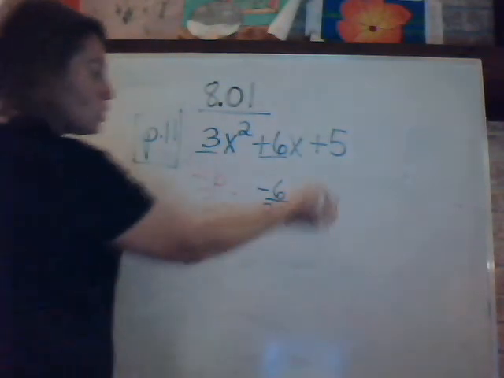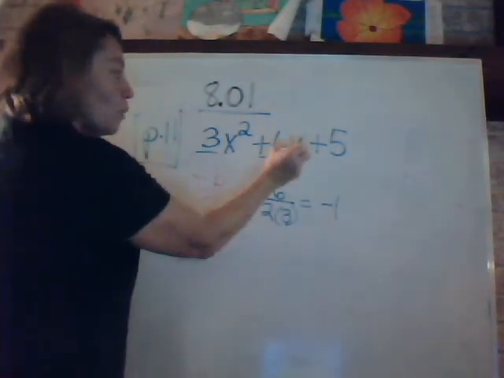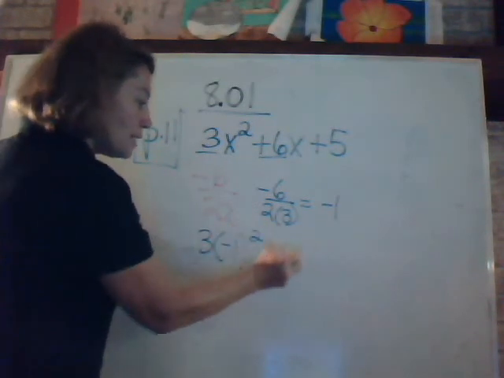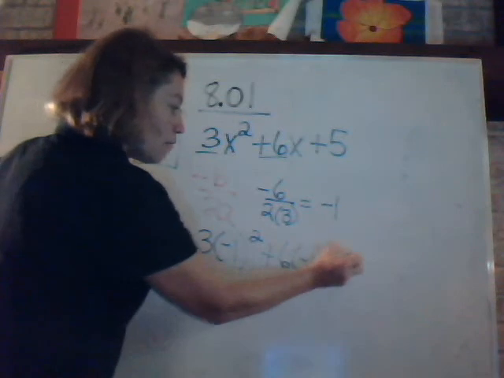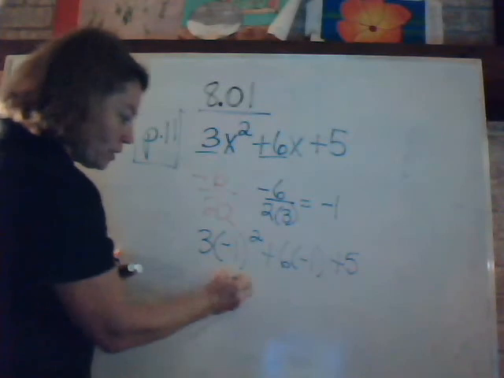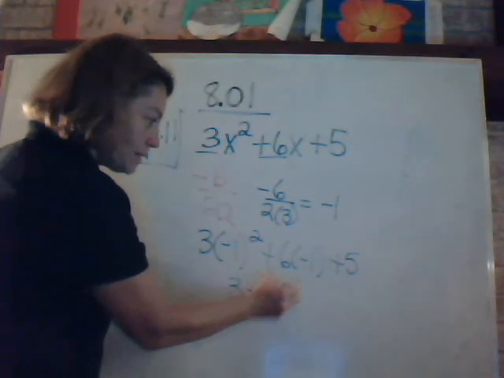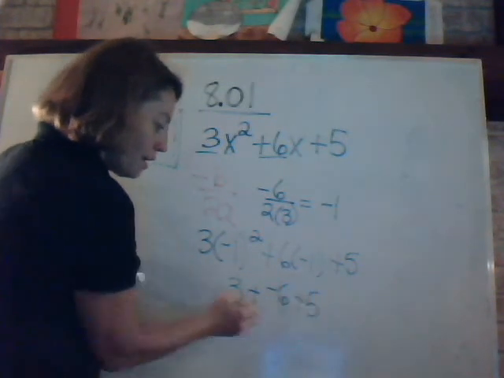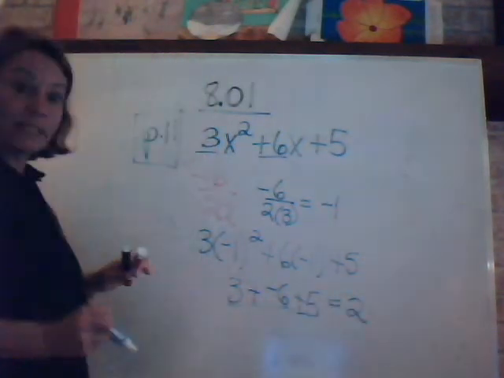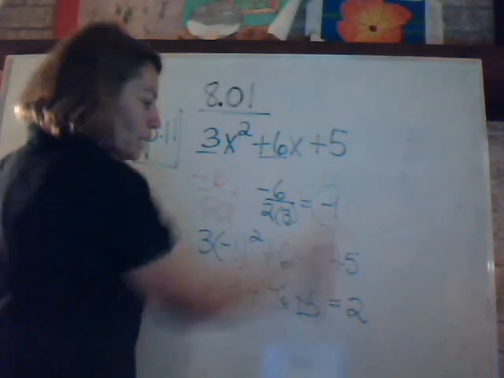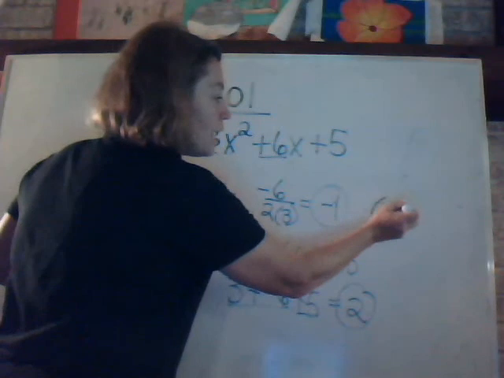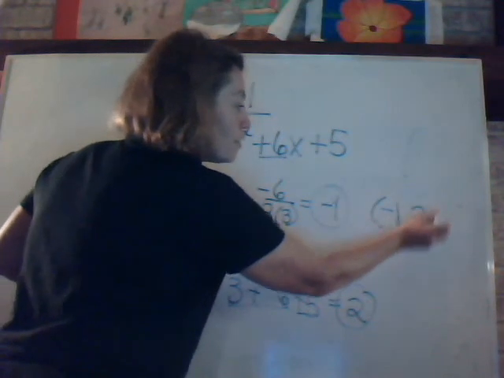Now, to find the vertex, that just gives me the x-coordinate. I plug in a negative 1. So 3 times negative 1 squared plus 6 times negative 1 plus 5. Let's simplify that. Negative 1 squared is 1 times 3 is 3 plus negative 6 plus 5. Negative 3 plus 5 is positive 2. That is my output. Therefore, negative 1 is my x-coordinate, 2 is my y-coordinate. So the vertex is at negative 1, positive 2.